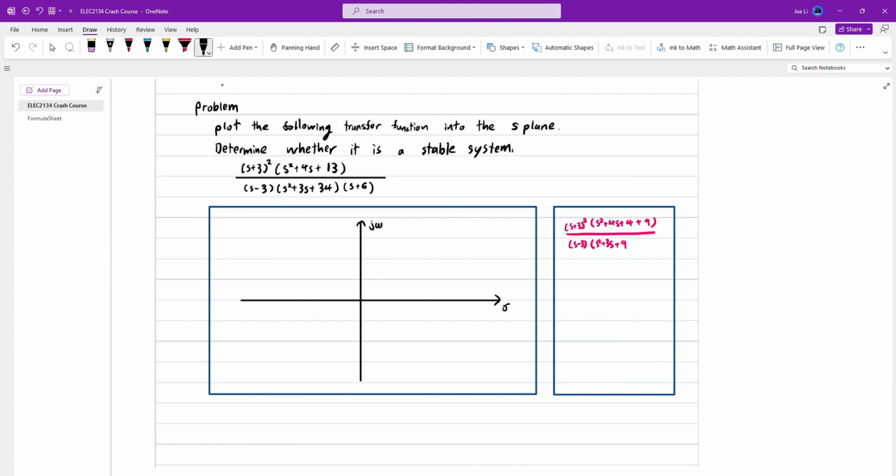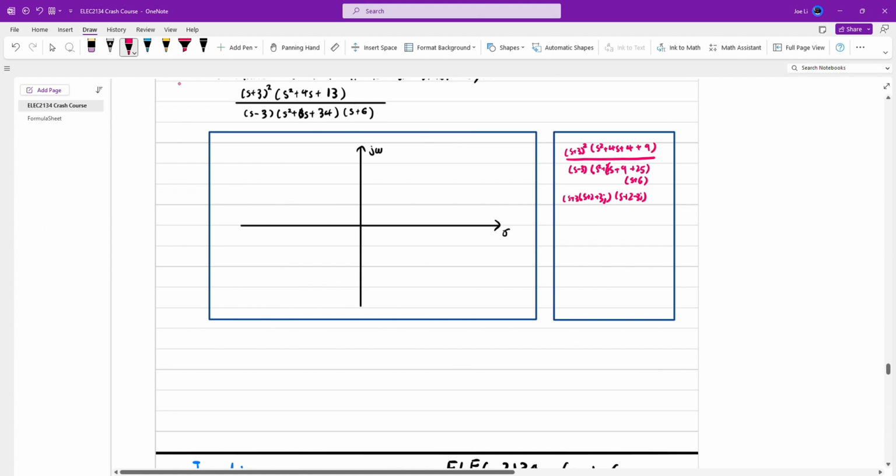Can we change the question a little bit just to make our life easier? This changes to 6. 6s plus 9, sorry about this by the way, 6s plus 9 plus 25. I made a mistake while making this question, sorry about this. Times s plus 6. Now, again, we can quickly factor this into s plus 2 plus 3i, s plus 2 minus 3i, and basically put them all into brackets.